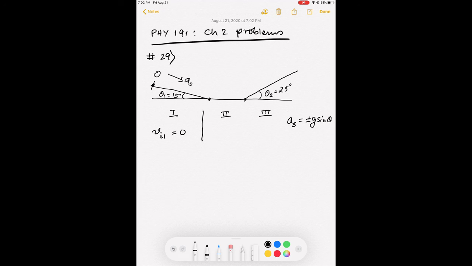For the first part of the motion, theta 1 is 15 degrees, and the acceleration is away from the origin, so the acceleration is positive. So you will have to choose aS1 to be equal to plus g sine theta, or g sine theta 1, okay. So we know the initial velocity, we know acceleration, we also know something else. We also know that this length is 50 meters.